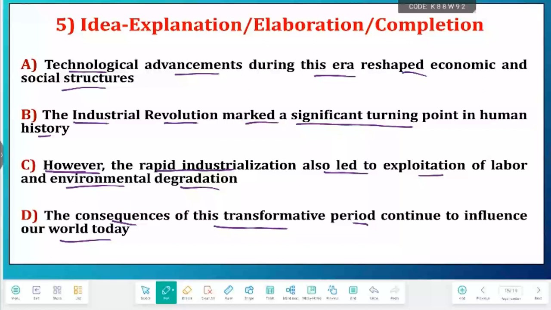And the idea in these four statements is: the Industrial Revolution marked a significant turning point in human history. So the Industrial Revolution will be the idea. Now, this same idea has been elaborated and explained. How? Look, technological advancement during this era. This era means which era? The Industrial Revolution era. So this era reshaped economic and social structures.